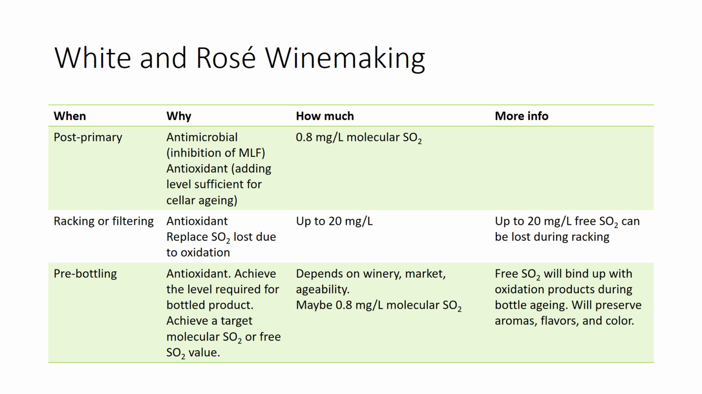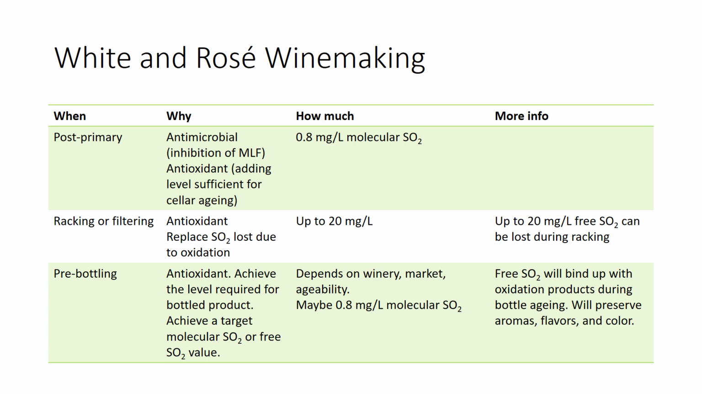So moving on to post-primary, we would add sulfur dioxide as an antimicrobial to inhibit malolactic, as an antioxidant if we wanted to add a certain amount to bump it up for cellar aging. Usually our target here is about 0.8 milligrams per liter of molecular. During racking and filtration, it's the same deal as the red wine. We want to replace the sulfur dioxide that was lost. And during pre-bottling, we're going to add sulfur dioxide again as an antioxidant. So same deal as the reds.